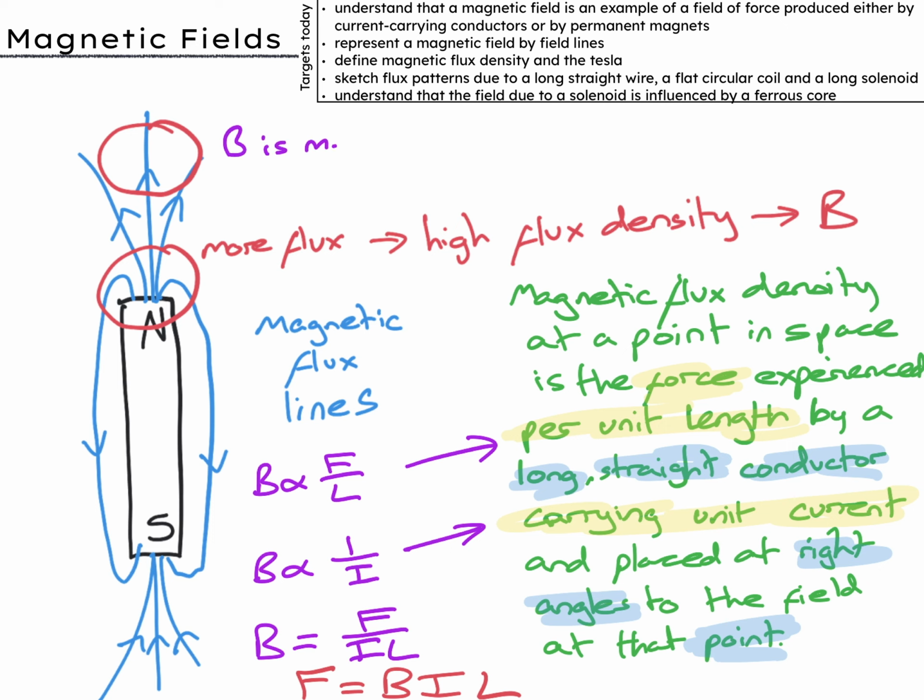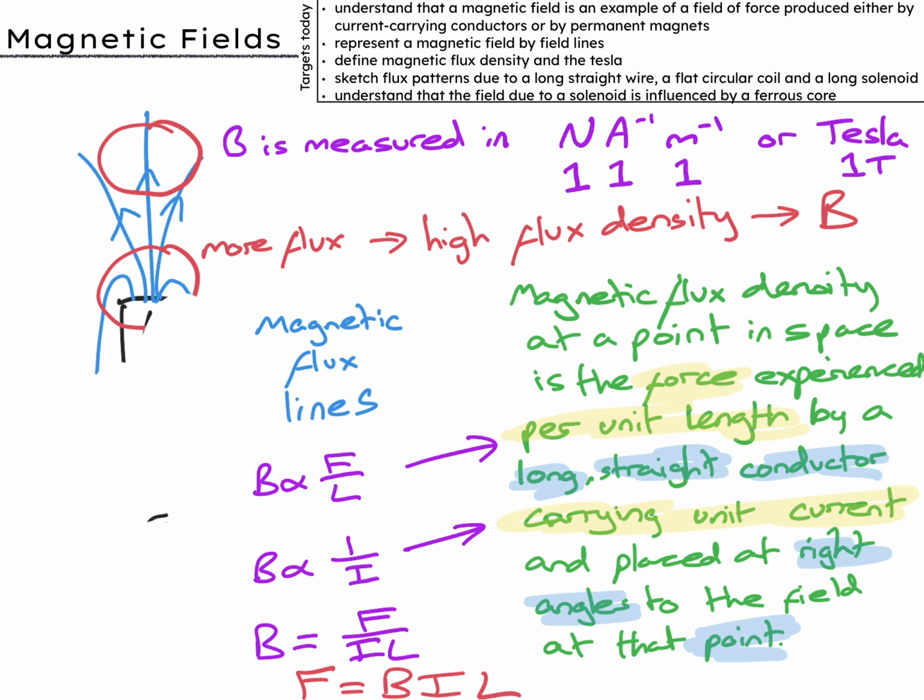Units are going to be newtons per amp per meter, but it's an important value, so it has its own unit, the Tesla. So the magnetic flux density is 1 Tesla when a wire carrying a current of 1 amp placed at right angles to the magnetic field experiences a force of 1 Newton per meter of its length. Notice how the definition of the quantity only used quantities in the definition, whereas the definition of the unit used other units.